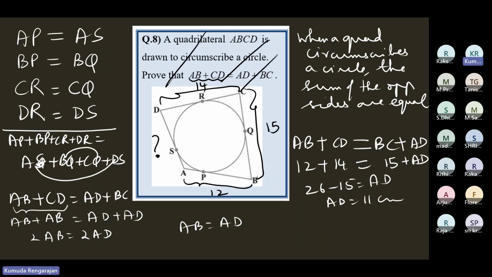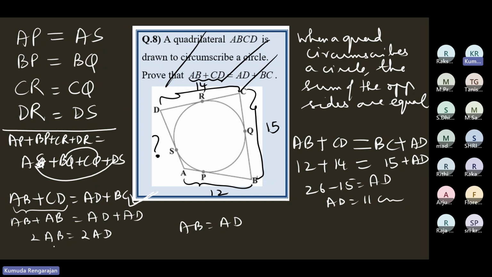Then after that, I told you, in the same question, instead of quadrilateral ABCD, if they give you parallelogram ABCD, the same result will hold good. You'll get the same thing, AB plus CD is equal to AD plus BC. But you can proceed with this. AB plus CD can be written as AB plus AB or CD plus CD, because opposite sides are equal. AD plus BC can be written as AD plus AD or BC plus BC.